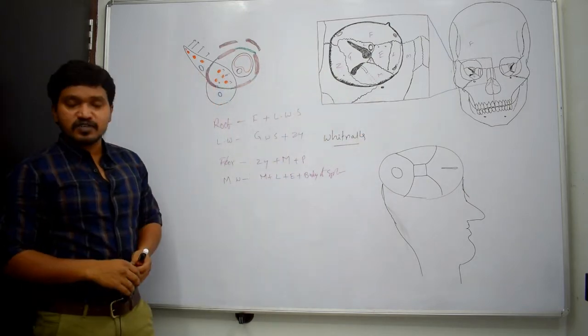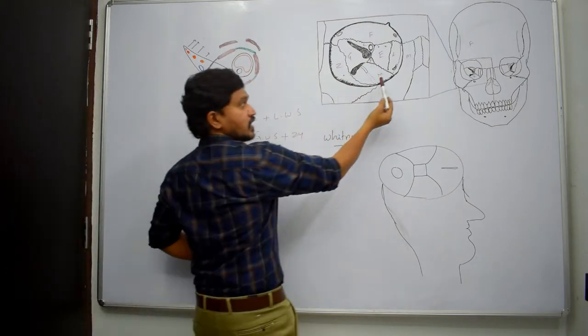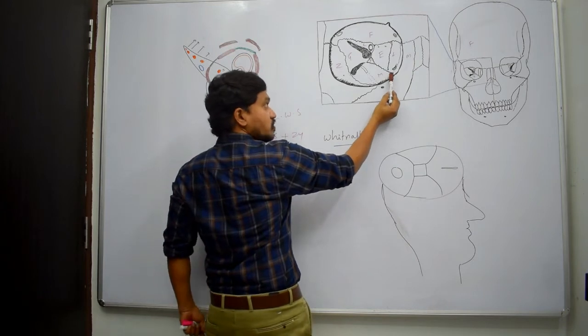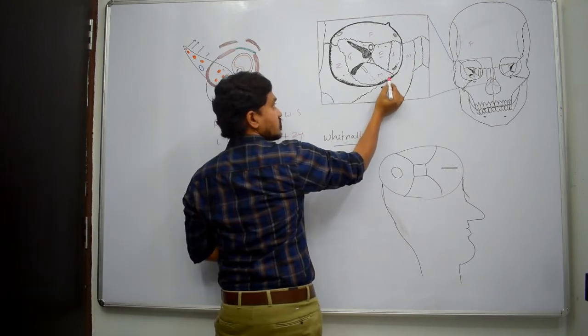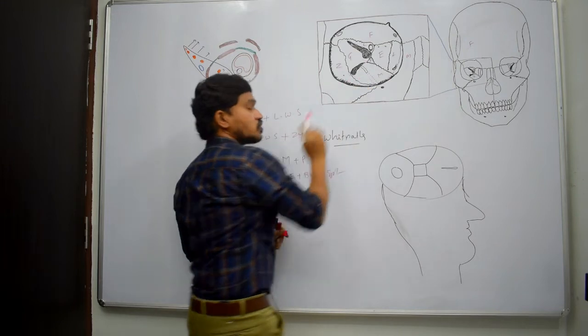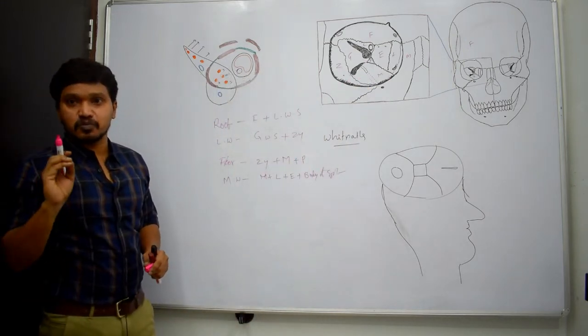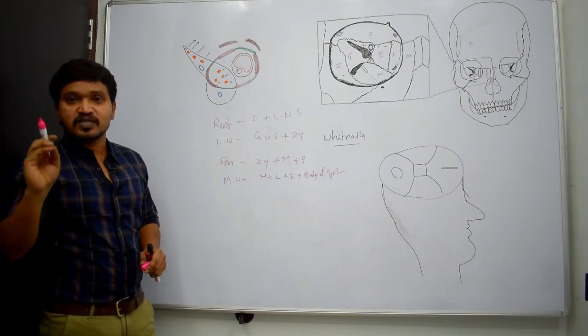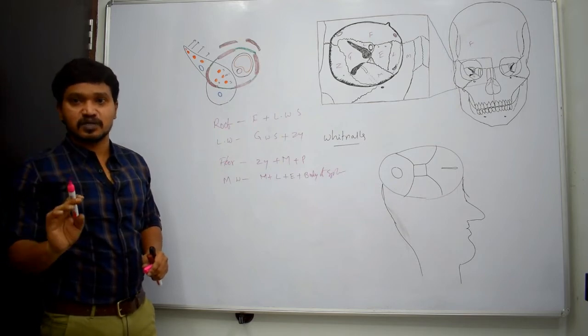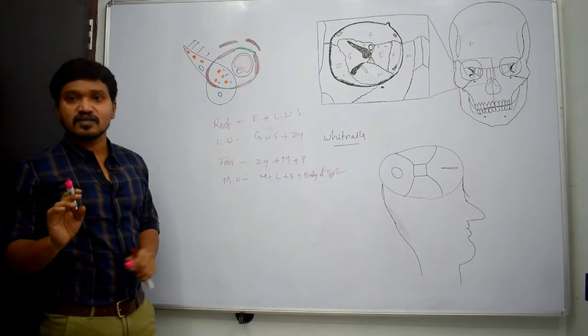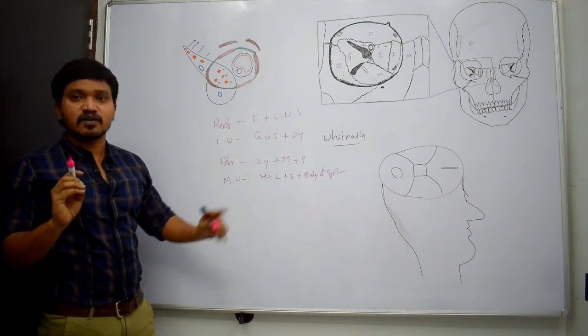Any other special feature is there? Yes. At the anteromedial part, here you can see one groove. This groove is for the origin of inferior oblique muscle. Right? So these are the special features in case of floor.